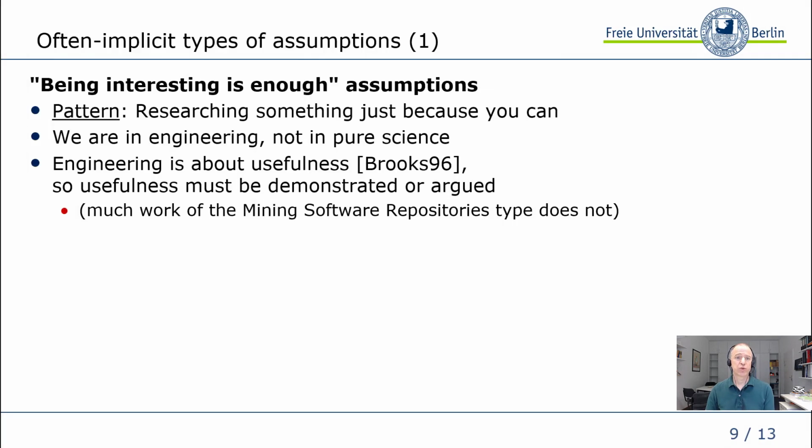The first one is what might be called the "being interesting is enough" assumption. The pattern here is somebody does research not because he or she has come up with the research question as an interesting and relevant one, but rather because they have recognized that the work is easy to do. The problem with this is we are in engineering, not in pure science. We need to argue the usefulness of what we do, and too often in these works no such argumentation is done. I find this quite often in mining software repositories types of works.